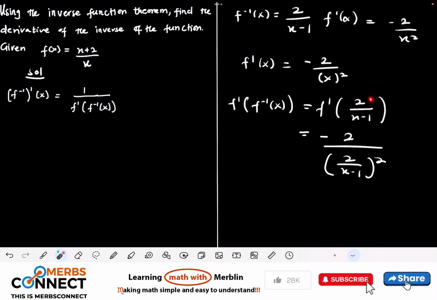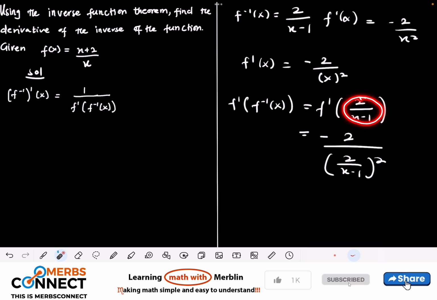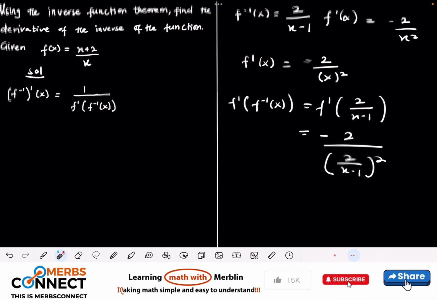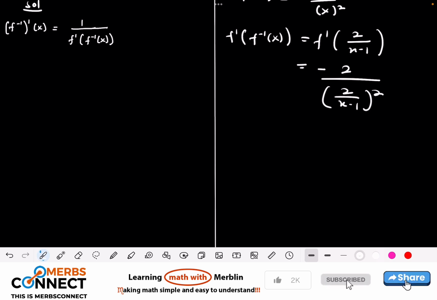So what can you see? The one in the parentheses here is the same thing here, the same values, as we can see. So the only thing that we are doing is we are changing the one in the parentheses, because the one in the parentheses here is 2 over x minus 1, and the one in the parentheses here is what? X. So this is what we are going to do. So the idea is that when we are done with this one, then we need to simplify. So let's do the simplification.